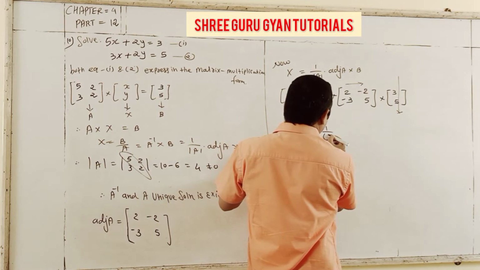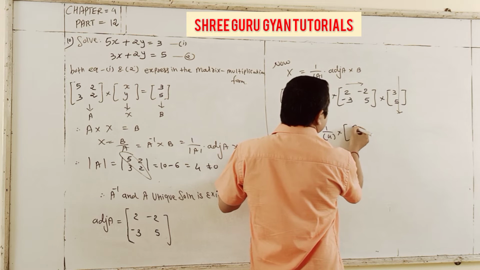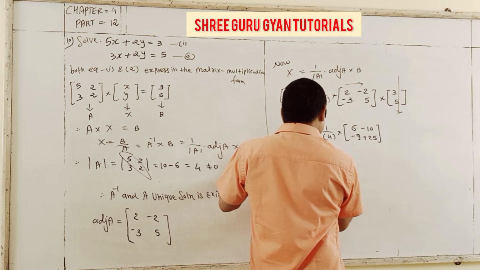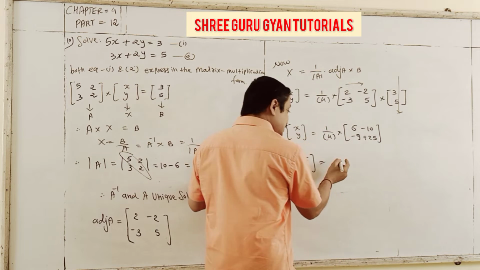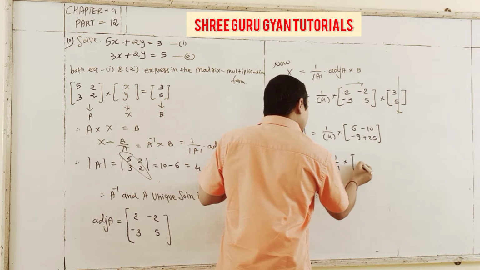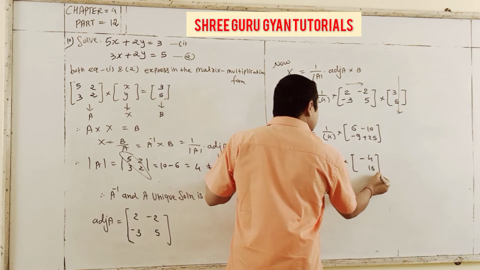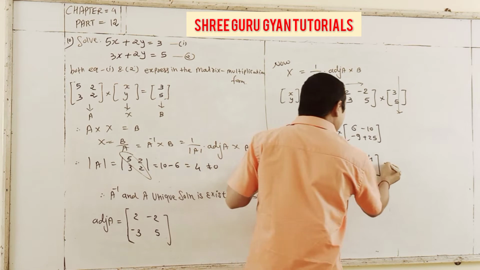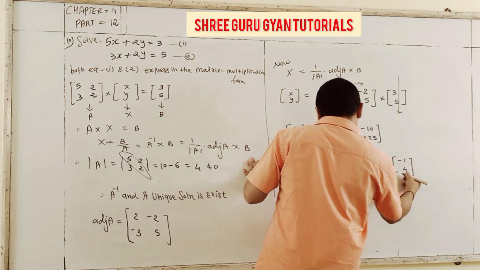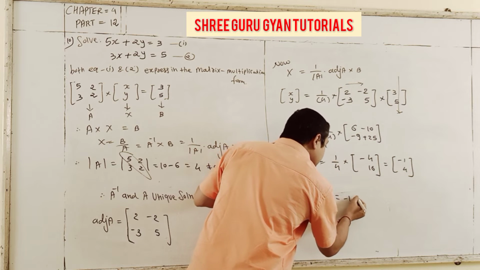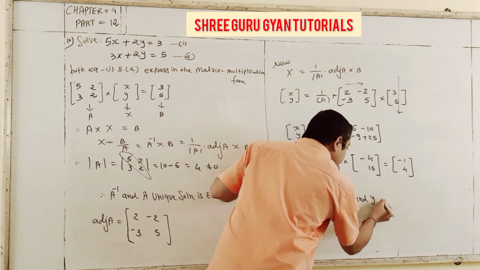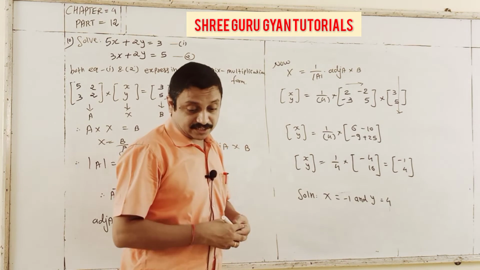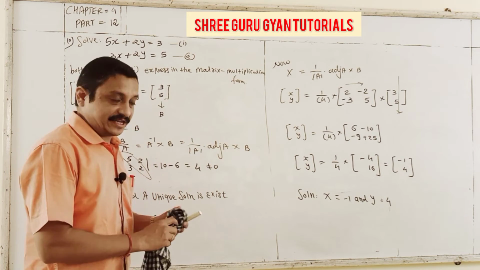So 1 by 4. Here 6 minus 10, minus 9 plus 25. So 1 by 4 is as it is, students. Here minus 4 and here 16 divided by 4. That is minus 1, but here 4. So the solution is x is minus 1, y is 4. So my answer is minus 1 comma 4, truly right.